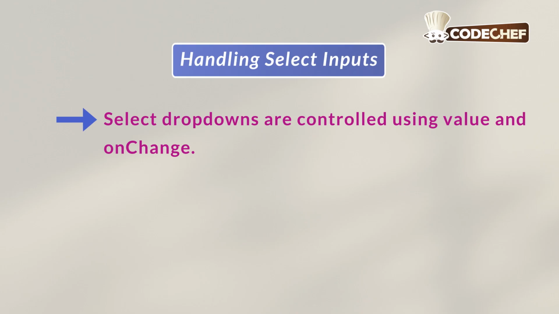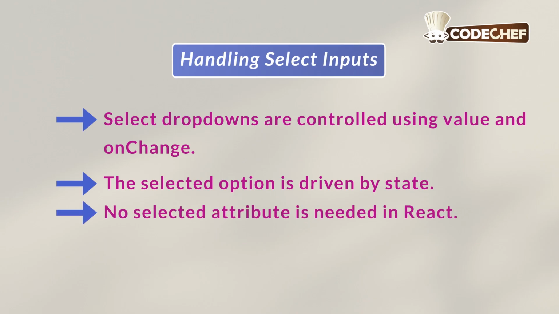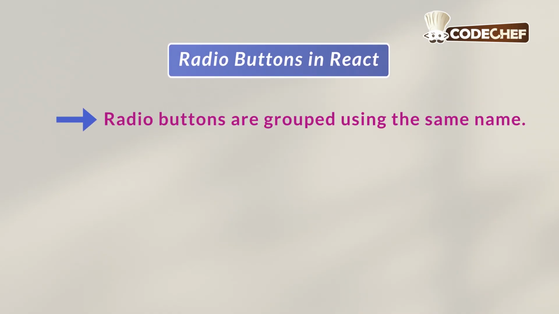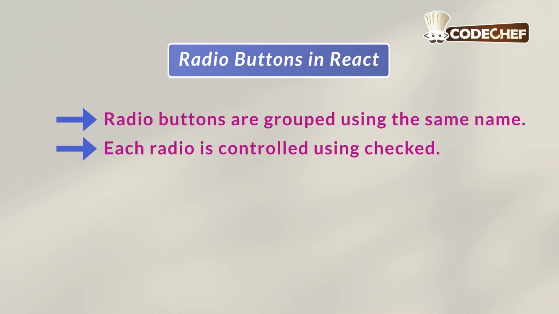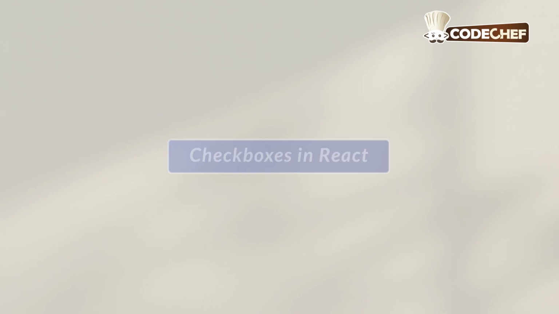Select dropdowns in React are also controlled using state. The selected values come from state and the changes are handled using onChange. There is no need to use the selected attribute on options when working with React. Radio buttons work as a group and share the same name attribute. Each radio button is controlled using the checked property. React state decides which option is currently selected.